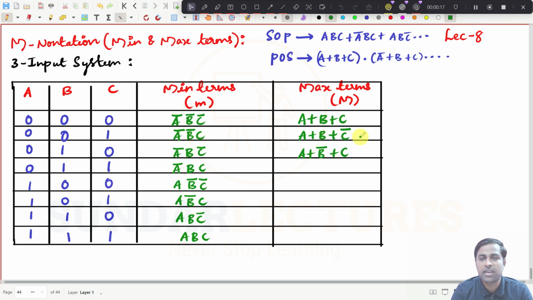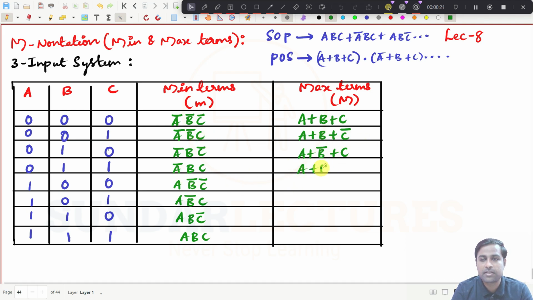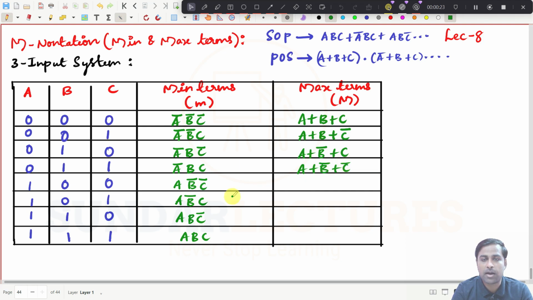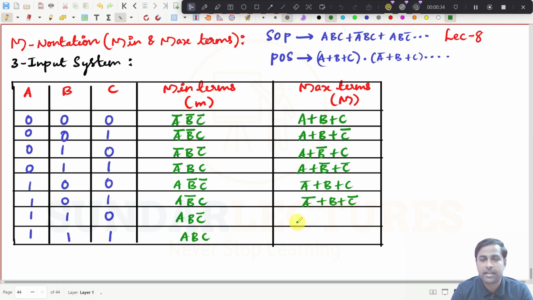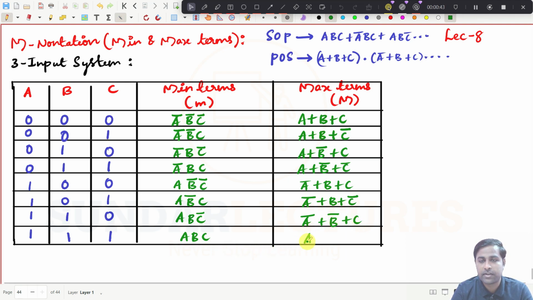If you see any normal term here, you will get bar. So you can easily write from here. So this will be a plus b bar plus c bar, and then this will be a bar plus b plus c. Same thing, you have to simply write. So this will be a bar plus b plus c bar, and then here it will be a bar plus b bar plus c, and then here it will be a bar plus b bar plus c bar, right?